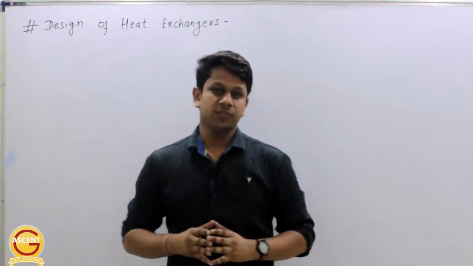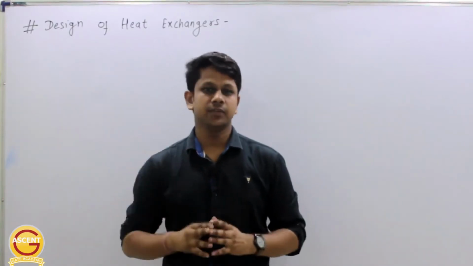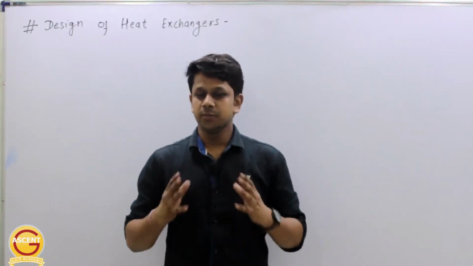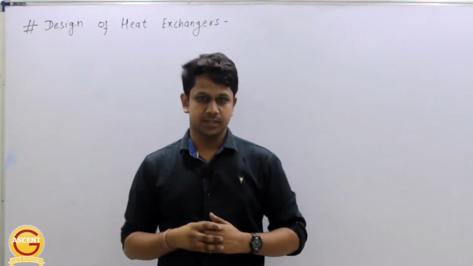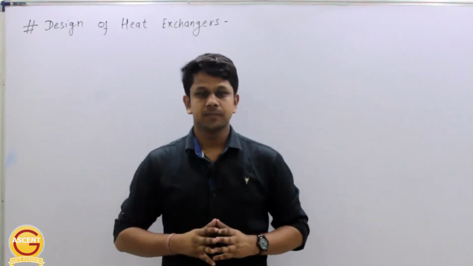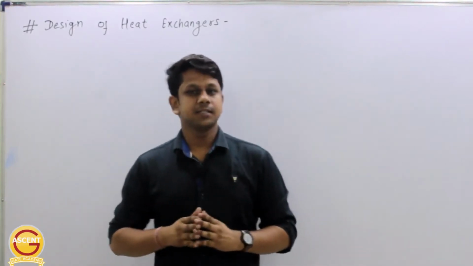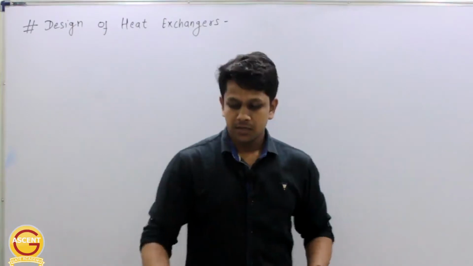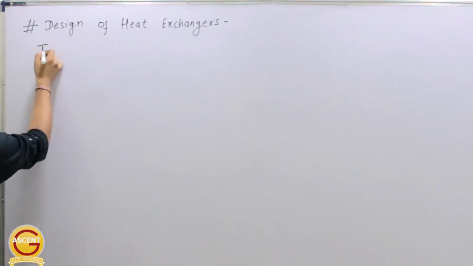So in this design of heat exchangers, we are primarily interested in finding the area of heat exchanger, which means how much area is required for a particular amount of heat transfer, or to reach a certain temperature difference, how much area of this heat exchanger is required. And for this analysis, there are two methods. First method is LMTD method, logarithmic mean temperature difference.